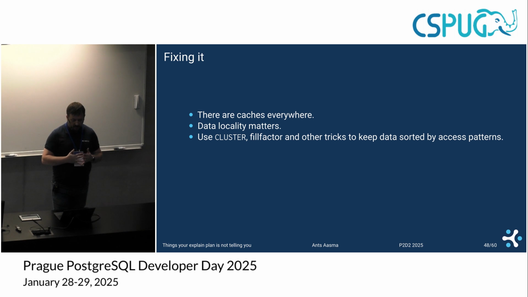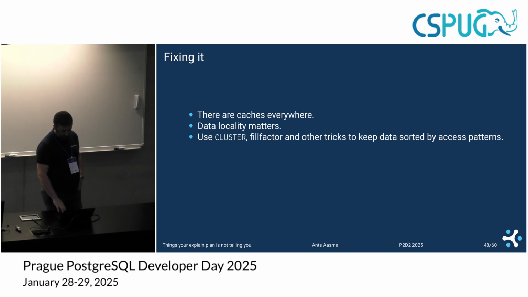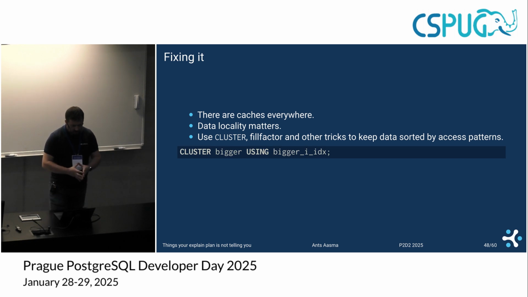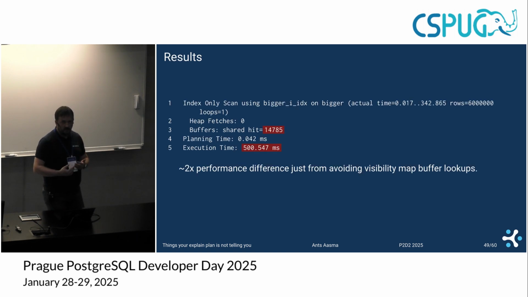So to fix this type of thing, you just have to keep in mind that data locality matters. So stuff that is accessed together should be stored together, because there are caches everywhere. There are CPU caches and caches in places you haven't heard of yet. So make sure data is stored in the same place. And to do this, we can use maybe a cluster to just resort the table in this numerical order. And if you do this, we can execute the same query twice as fast. And in this case, we didn't need to look up the visibility map page for every time we access the row.